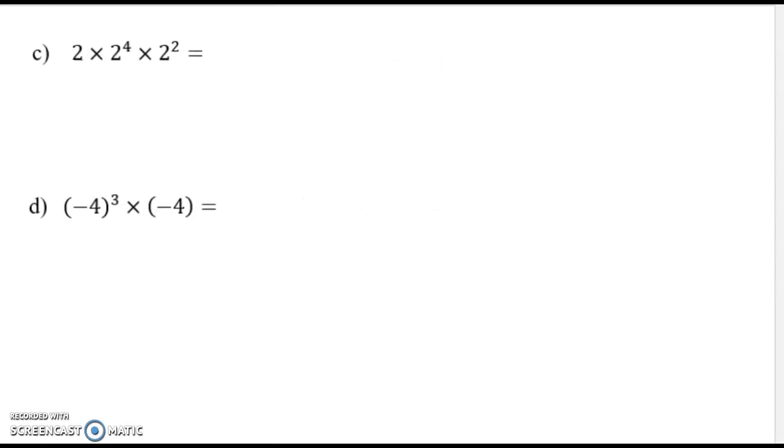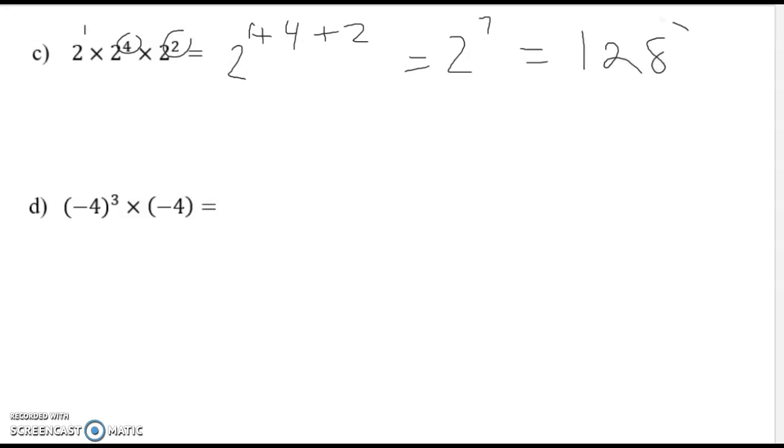Okay, next page. Here we have 2 times 2 to the 4 times 2 to the 6. Our base is the same. It's base 2, and then we can add up our exponents. The first one is a 1, and then we have a 4, so plus 4, and then we have a 2. When we add that all up, 1 plus 4 is 5, 5 plus 2 is 7. And in your calculator, when you put that into the exponent 7, you will get 128.